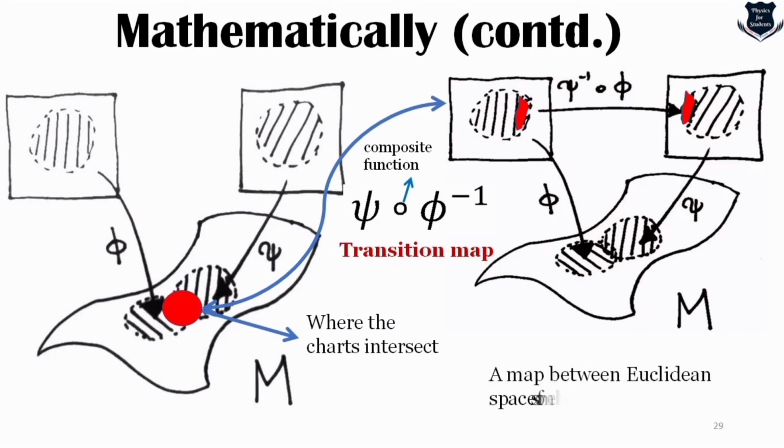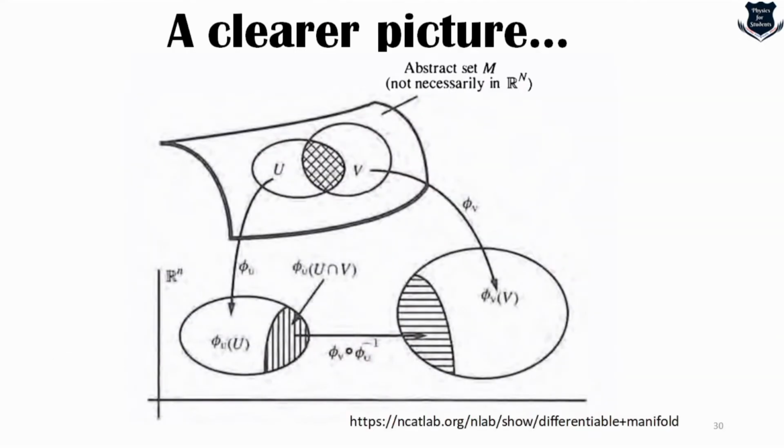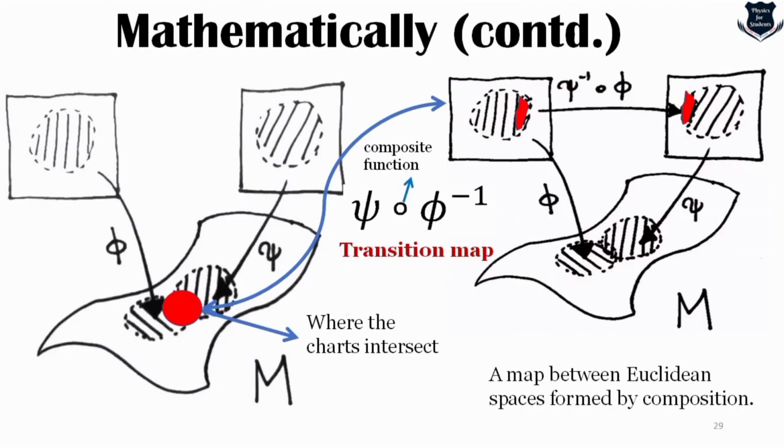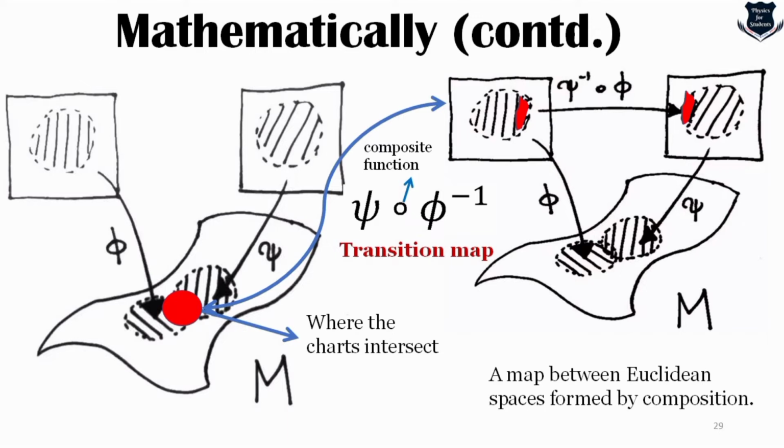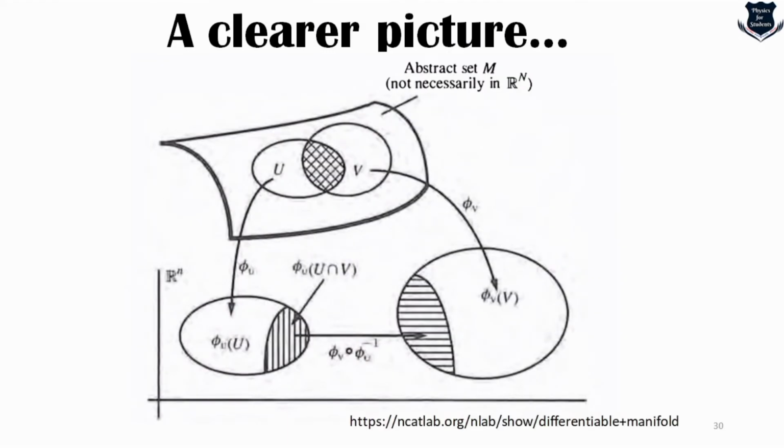So what we get is a map between Euclidean spaces formed by the composition. You got this one, right? This is a clearer picture, which I took from NCAT, and it actually shows you. What I'm trying to show you is that mathematically, when we talk of a differentiable manifold, we get a chart and we map the common regions. Remember, it is a two-dimensional chart mapping into this. So it gives you a clear picture.